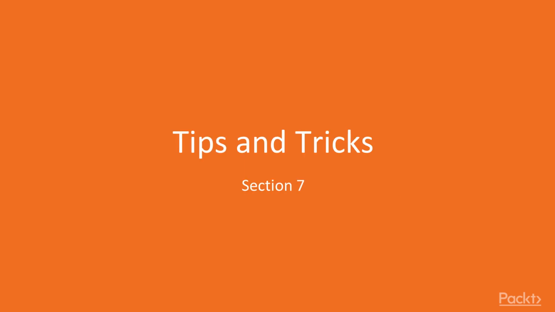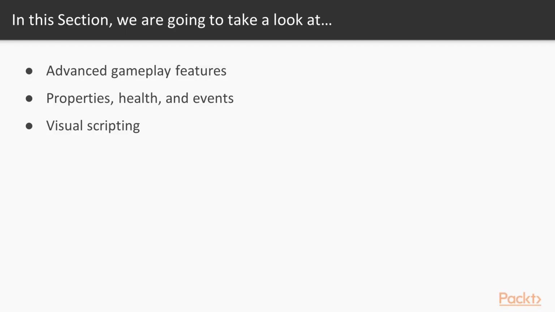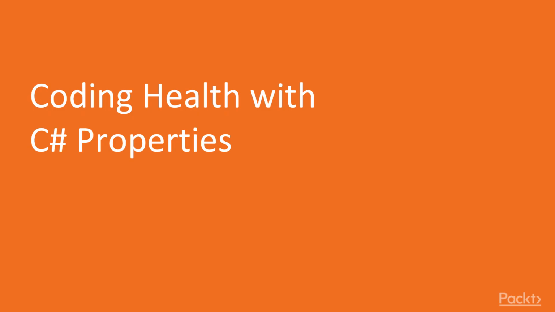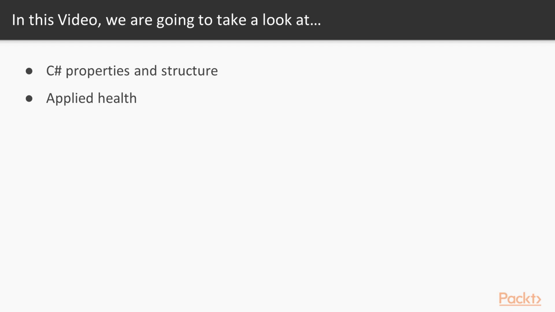In section 7 of the course, we're going to take a look at creating advanced gameplay features. Specifically, we'll see how to use C# properties to create health and respond to events, and we'll also see visual scripting inside Unity. In this video, we're going to take a look at C# properties and their structure, and how they can be applied to the case of creating player health.